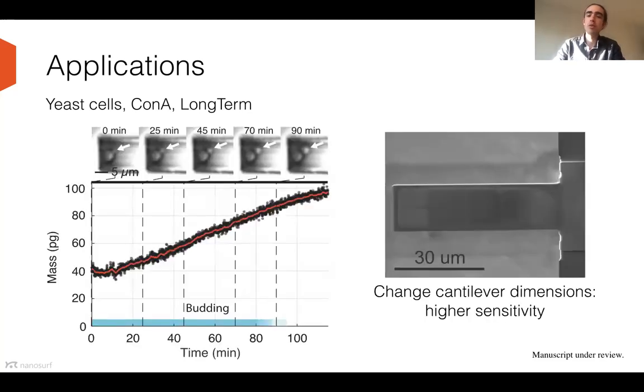In particular, if you use a little smaller cantilever beams, because with a smaller beam size you get a higher sensitivity, so you can detect smaller masses. And now what you see here is a budding yeast over time. You can see in the DIC, I mean differential interference contrast microscopy, so you just look at it with a microscope, how a bud is appearing, and at the same time you see the mass going up over time.